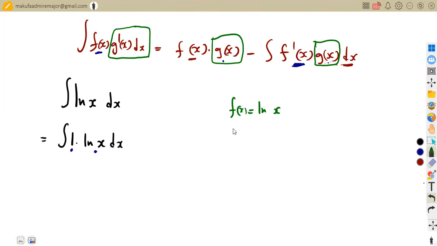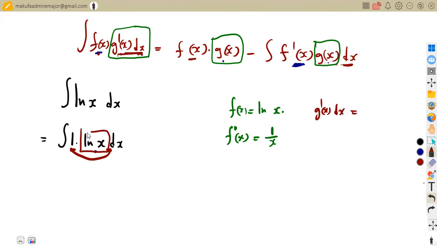Can we differentiate the ln of x? Yes, we can. Remember, the derivative of ln x is 1 over x. Then we take the one that is remaining with the dx. This is our g prime x. F of x is ln x, then the part that is remaining is our g prime x dx, which I said is equal to what is remaining.